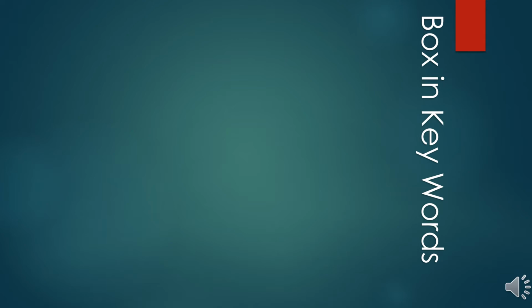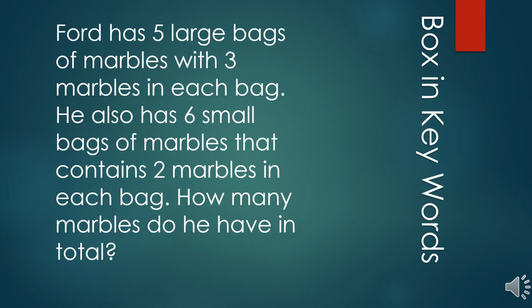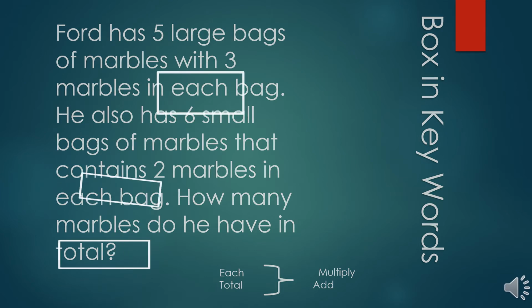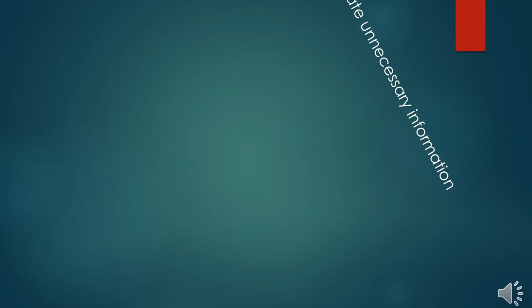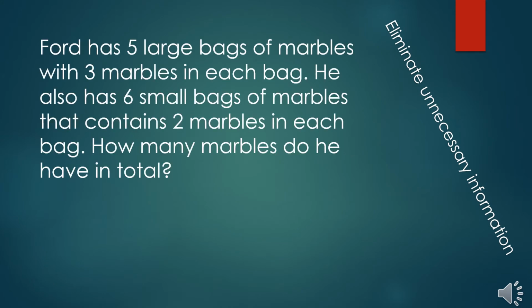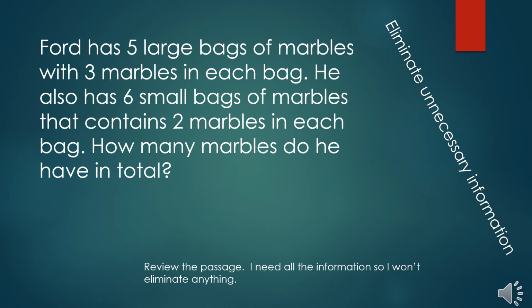B tells us to box in keywords. So my keywords in this problem are each and total. And each and total tell me that I need to multiply and I need to add. E tells us to eliminate unnecessary information. As I read this problem, I can see that I need all of my information, so I don't need to eliminate anything.